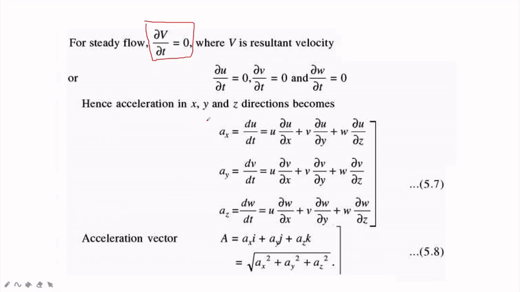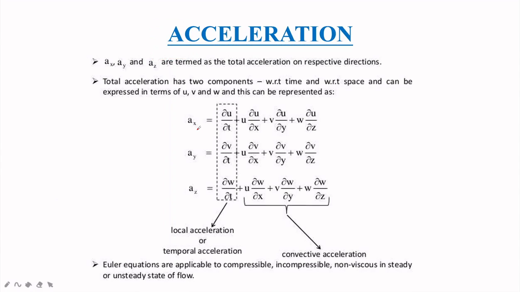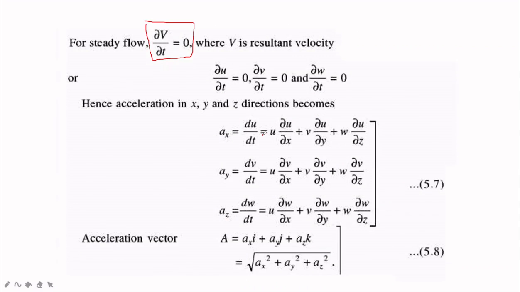Then the equation which we saw in the last slide will be reduced to: ax is equal to u into dou u by dou x plus v into dou u by dou y plus w into dou u by dou z. When we talk with respect to x, u into dou u by dou x, the numericals should be the same. Similarly for ay, u into dou v by dou x plus v into dou v by dou y plus w into dou v by dou z.